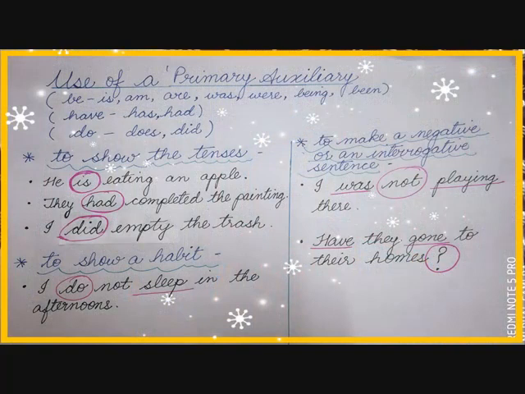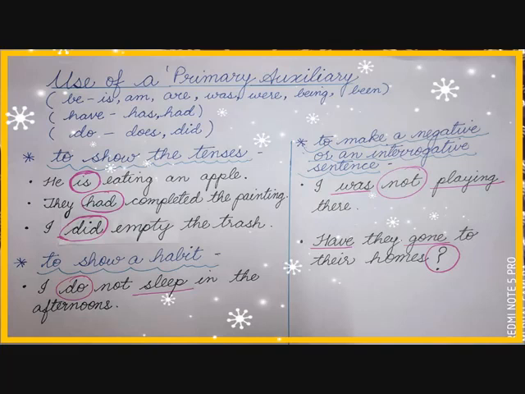Like the first example says, he is eating an apple. Here we cannot say he eating an apple. Before eating we have to put either is, was or any other auxiliary verb. So here we have used is. Is is helping the word eating and showing you the tense. Together is eating is showing you that it is present continuous tense.